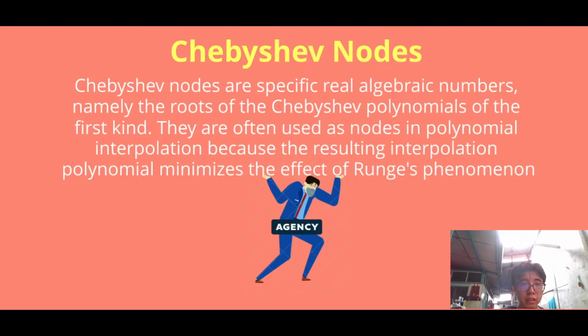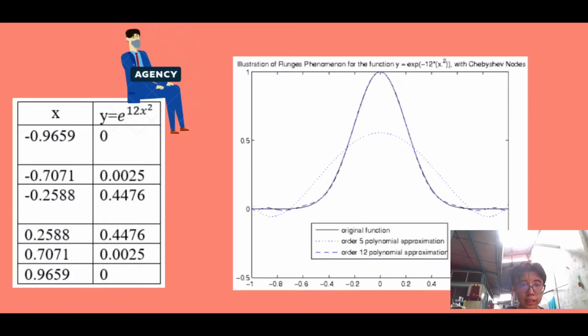From the figure below, the x values were calculated using the formula for Chebyshev nodes. This figure should be compared to the figure exhibiting Runge's phenomenon. It's obvious the maximum error near the edges is much smaller in this case. When Chebyshev nodes are used, the maximum error is guaranteed to diminish with increasing polynomial order.